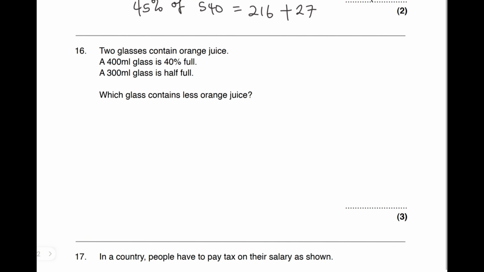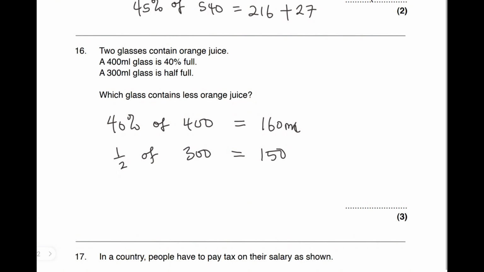2 glasses contain orange juice. A 400 ml glass is 40% full, and the 300 ml glass is half full. Which glass contains less juice? So it's very simple. So what is 40% of 400? So that will be 40 times 4, which is 160 ml. And the 300 ml glass is half full. So half of 300 is 150. So which glass contains less juice? So that is obvious. That will be the 300 ml glass.